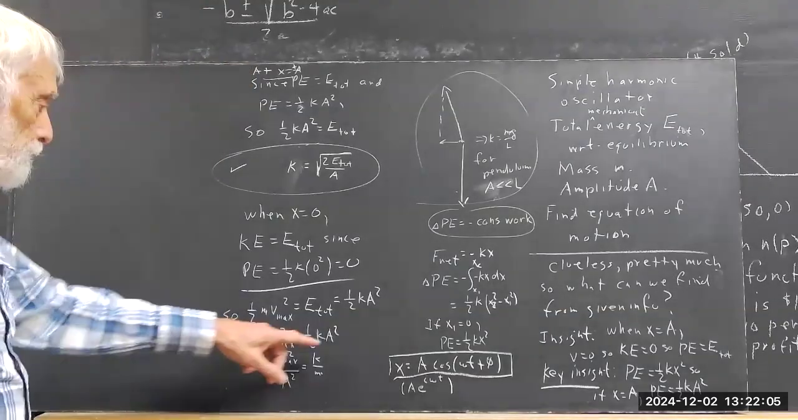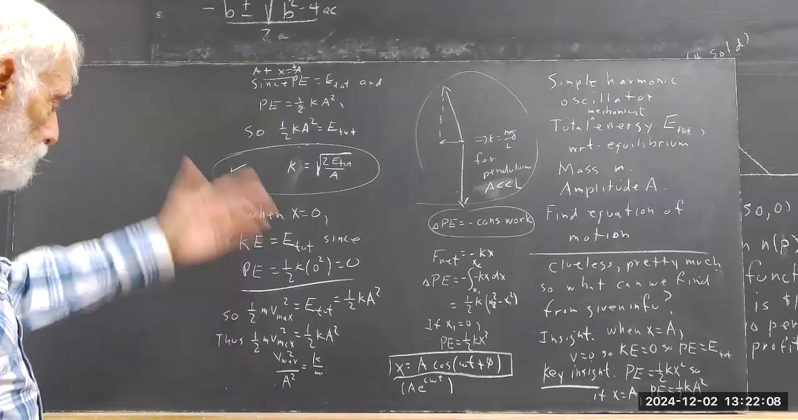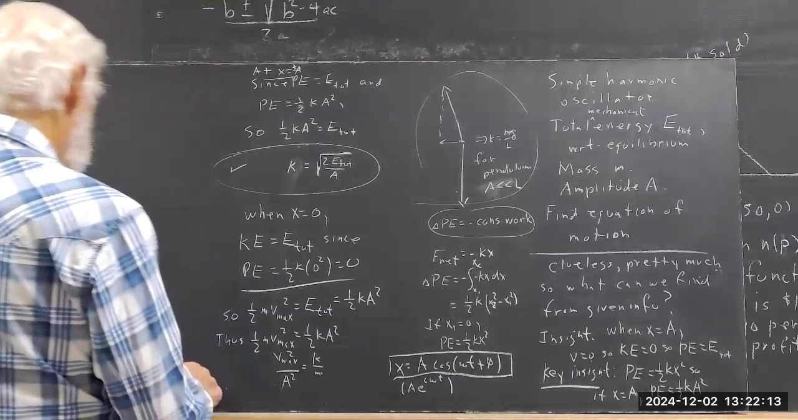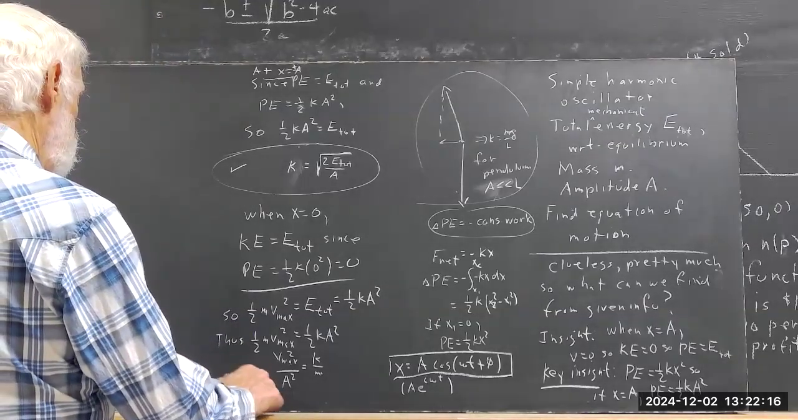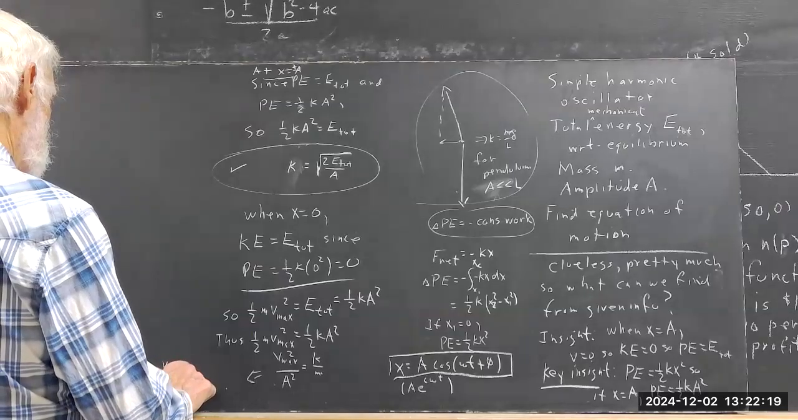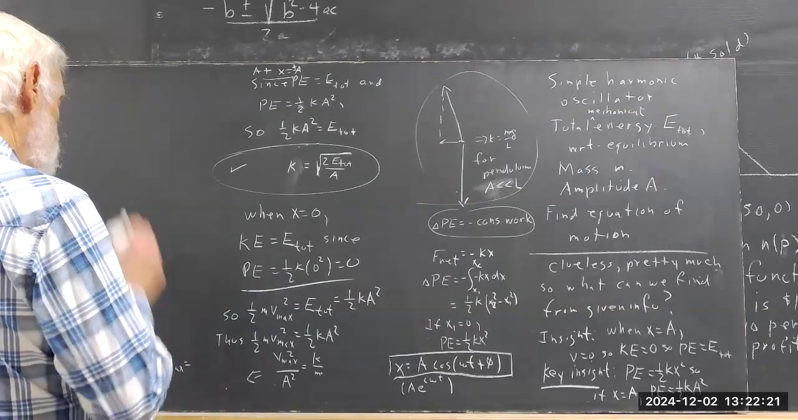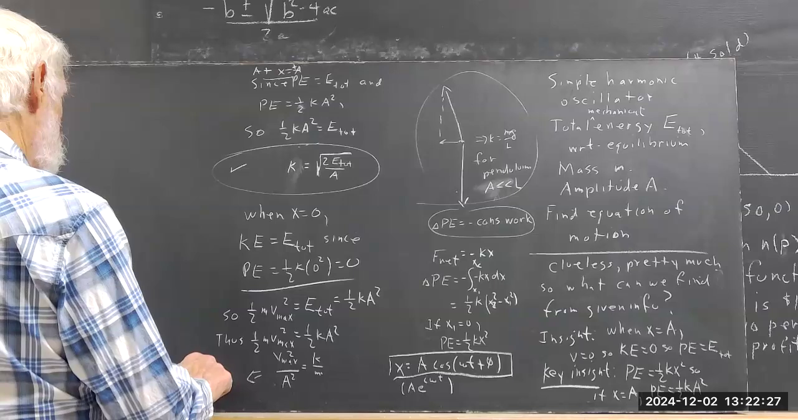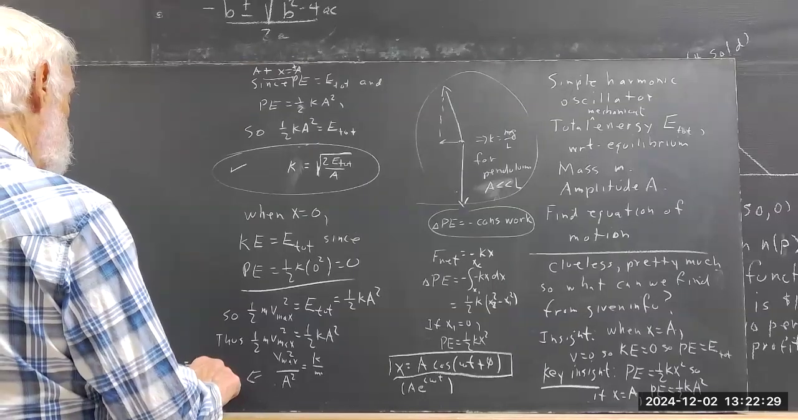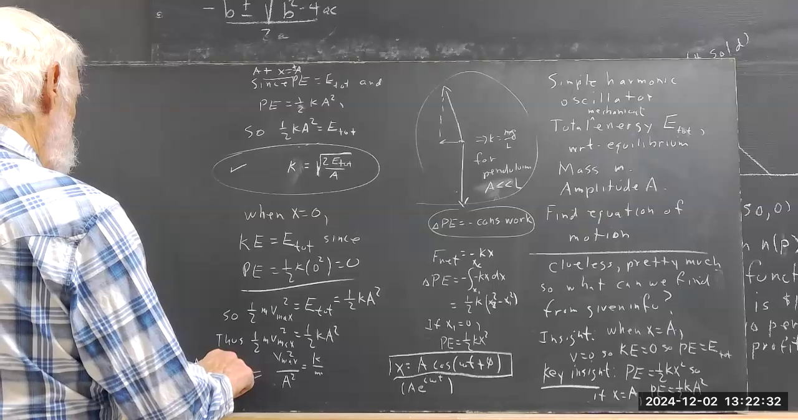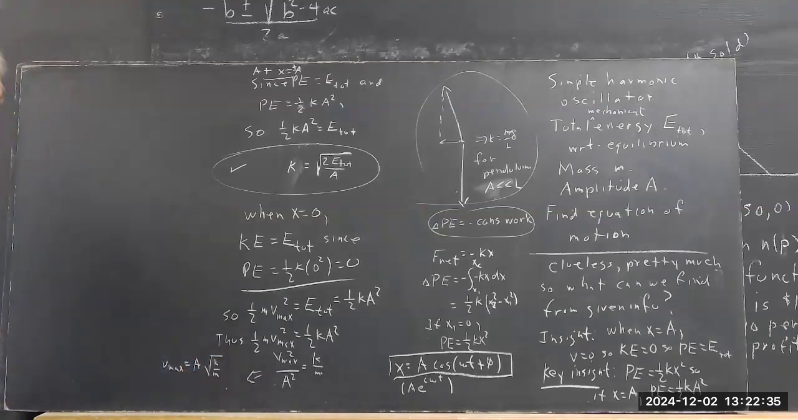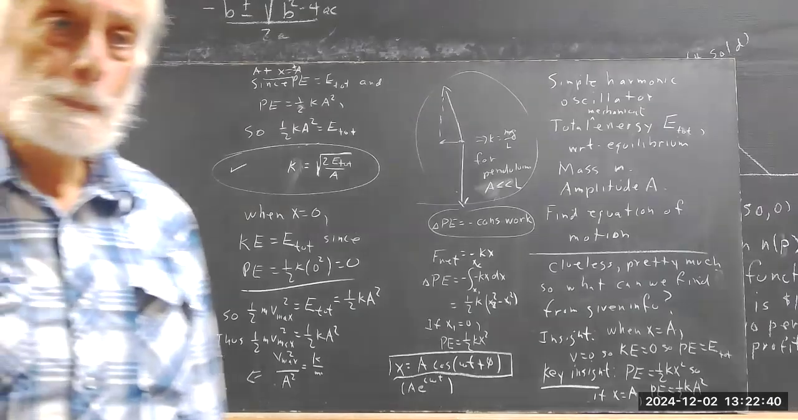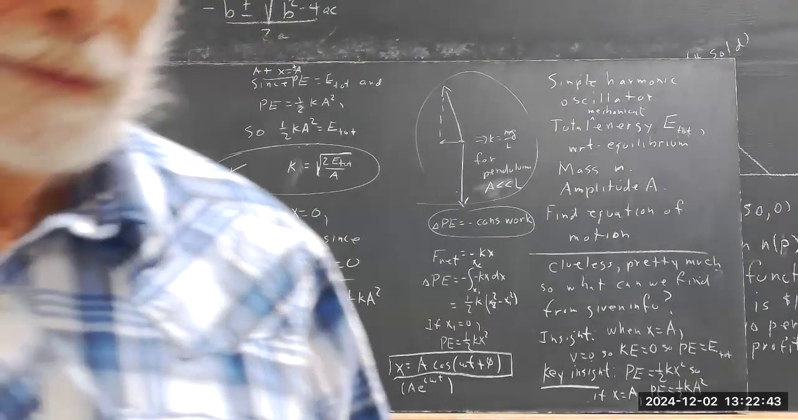So that v max squared over A squared will equal K over M, if you multiply everything by 2 and all that stuff. And that actually comes out v max equals A times the square root of K over M. That makes sense.